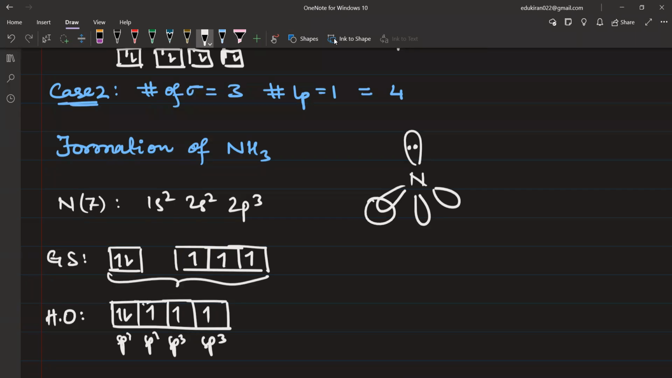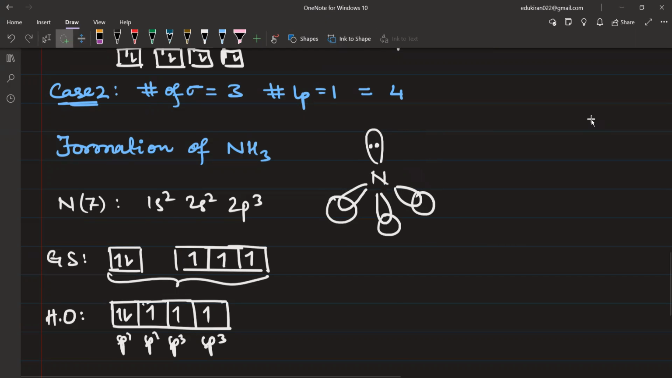And the rest of them will be overlapping with hydrogen's 1s orbital. Is that clear? Please tell me. All of you understood this? Yes or no? Please tell me, guys. Yes, sir. So this is the electronic geometry, but if you look at the shape, then nitrogen, hydrogen, hydrogen, and hydrogen. Okay. And it will have a lone pair of electrons here.